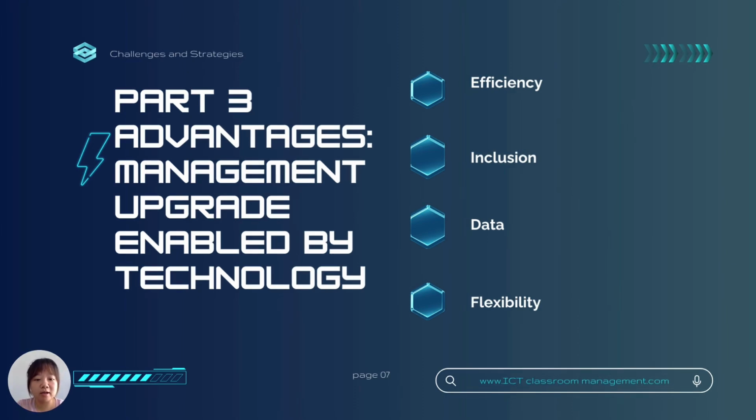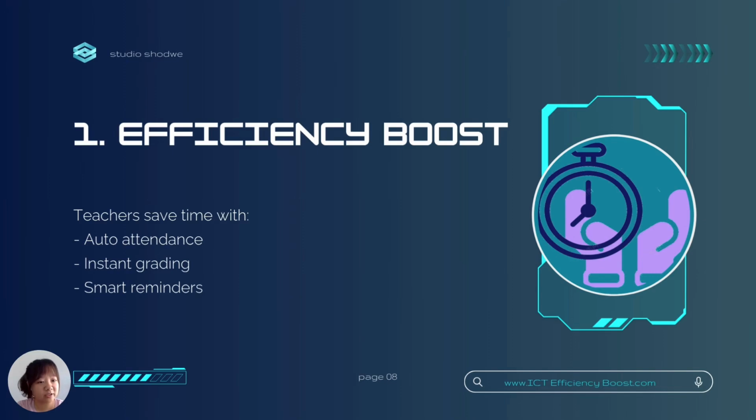Okay, so now let's start with efficiency. Teachers spend so much time on things like taking attendance, grading homework, or sending reminders. That's time they could be using to support students, design better lessons, or just breathe. Thanks to tools like auto attendance systems, online quizzes with instant grading, and smart reminders, some teachers report they can save about 20% of their management time.